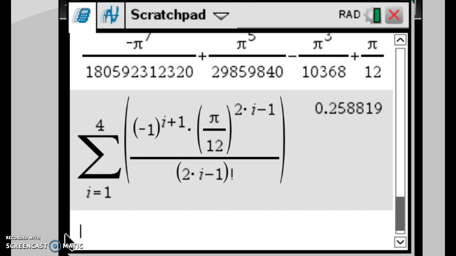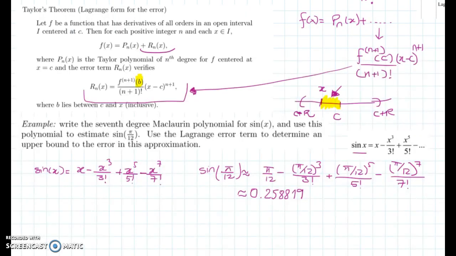0.258819. Let me write this down. So my approximation for sine of pi over 12, using the 7th degree Maclaurin polynomial for sine of x and my calculator, is written here to 6 significant figures. Now we want to know how bad this is.